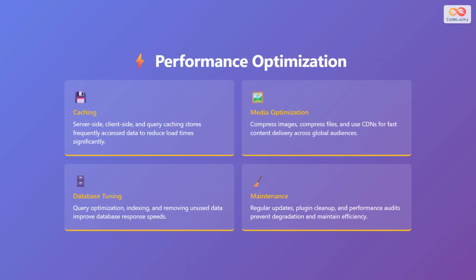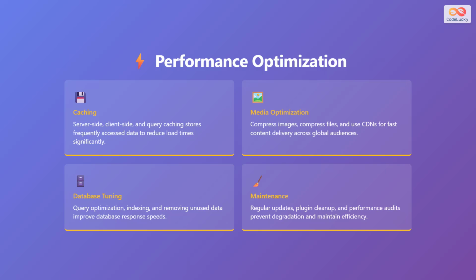To keep your CMS fast and responsive, implement 4 optimization strategies. Caching stores frequently accessed data in different layers, reducing load times significantly by avoiding repeated processing. Media optimization compresses images and files while using content delivery networks to serve files quickly worldwide.